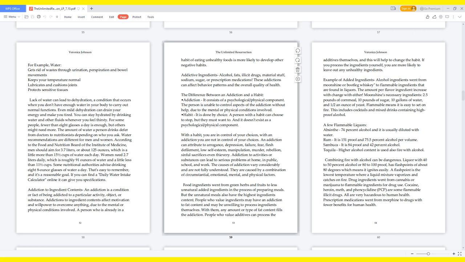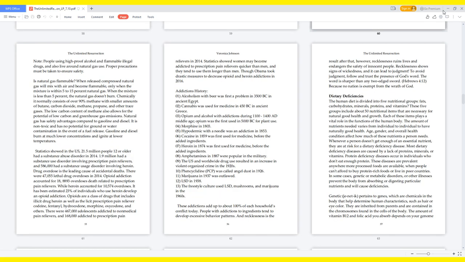Drug ingredients went from cannabis or marijuana to flammable ingredients for drug use. Cocaine, heroin, meth, and phencyclidine, PCP, are some flammable illicit drugs. All are very hazardous to human health. Prescription medications went from morphine to drugs with fewer benefits for human health. Note: some people use high-proof alcohol and flammable illegal drugs, and also live around natural gas. Proper precautions must be taken to ensure safety.